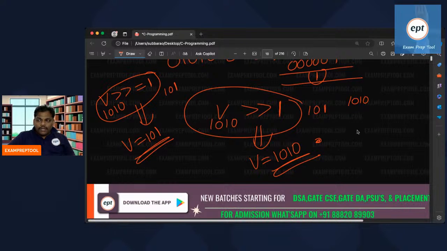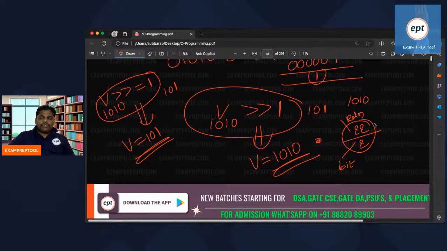Bitwise, see this one. The relational AND operator is like this. The bitwise AND operator is like this. That's what I'm saying. How to write? This is the relational. This is the bitwise.